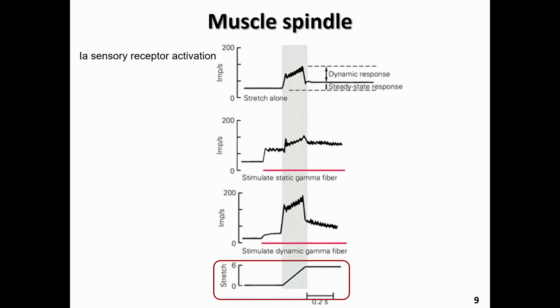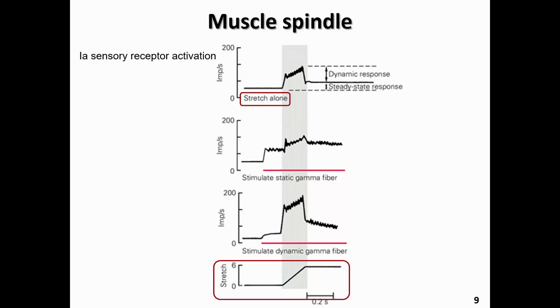So if we start at the very bottom here, we see in this experiment a muscle is stretched, and so it's at this particular length, it undergoes a dynamic stretch, and then it's held at a new length, and that's what the shaded region indicates, the period of time when that muscle is actually stretching.